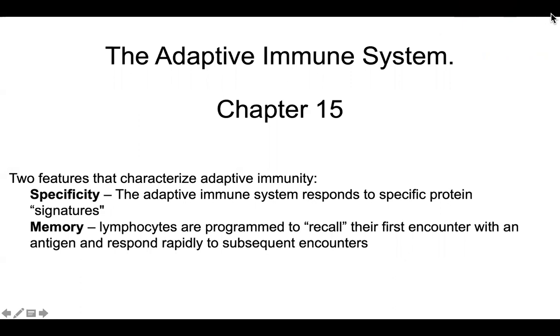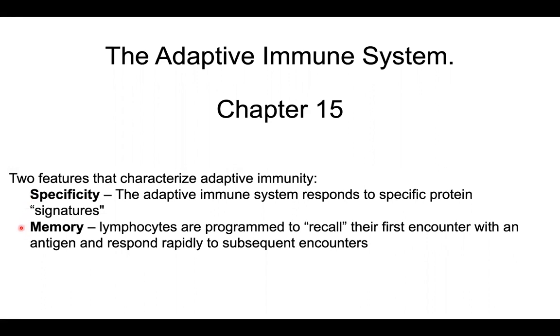Okay, so we're covering the adaptive immune system. And this is chapter 15. And there are two important features that characterize adaptive immunity, or some people call it specific immunity. That is specificity, meaning that it responds to specific protein signatures on the surface of different antigens. So unlike the innate immune system, which recognizes these PAMPs, the pathogen-associated molecular patterns, these are very, very specific to each individual pathogen that might be encountered.